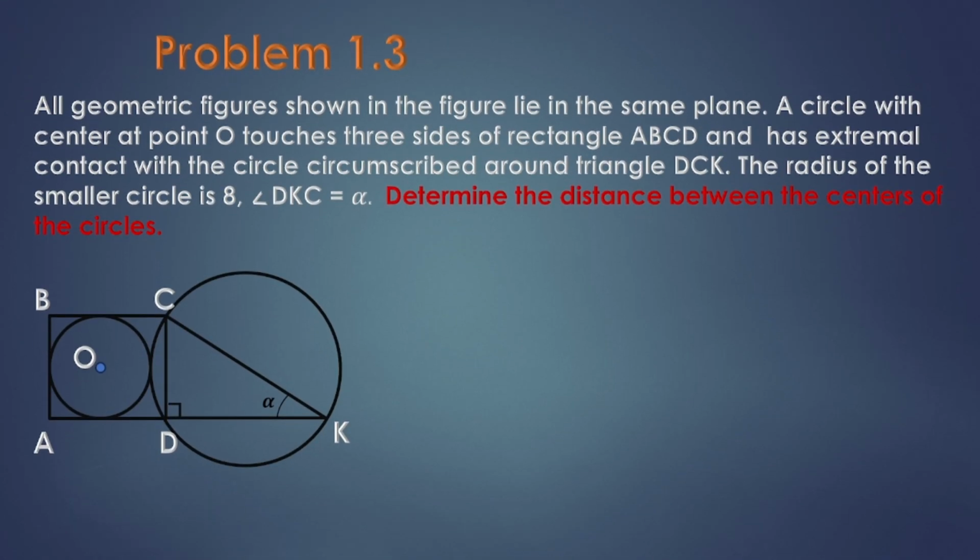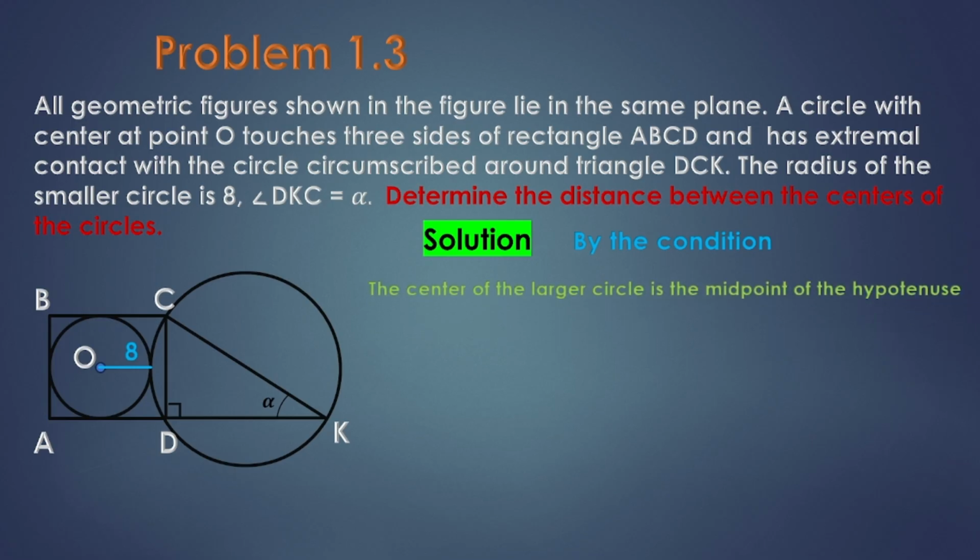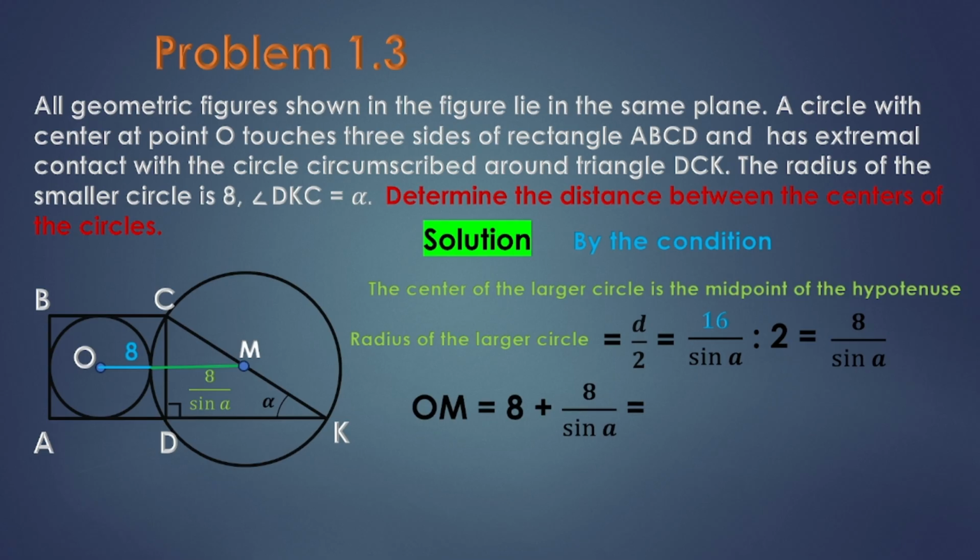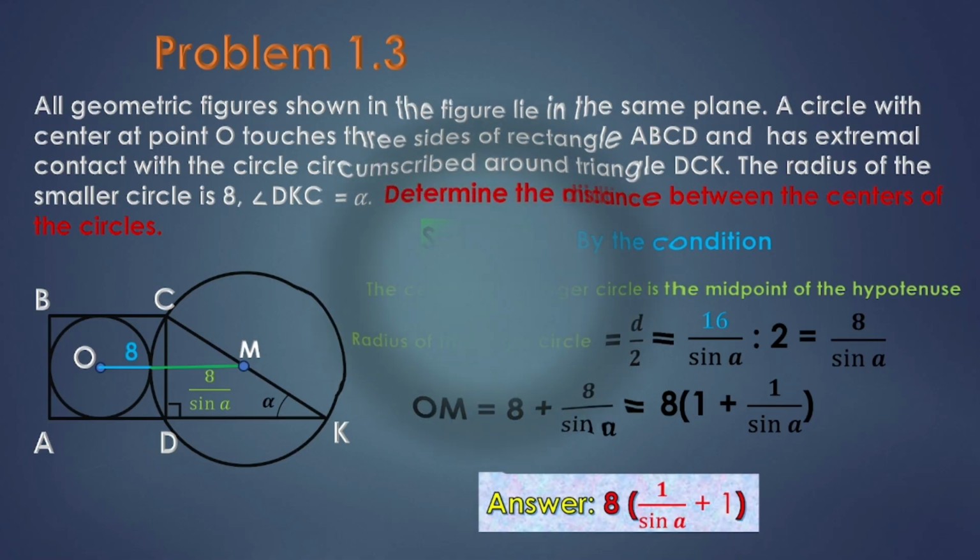Problem 1.3. In this case, we are asked to determine the distance between the centers of the circles. By the condition, the radius of the smaller circle is 8, and the center of the larger circle is the midpoint of the hypotenuse, which we have just determined. So the radius of the larger circle will be d divided by 2. Hence, the radius of the larger circle is 8 divided by sine of alpha. We add the radii of the 2 circles. After substitution, OM equals 8 multiplied by (1 divided by sine of alpha plus 1). That is our answer.